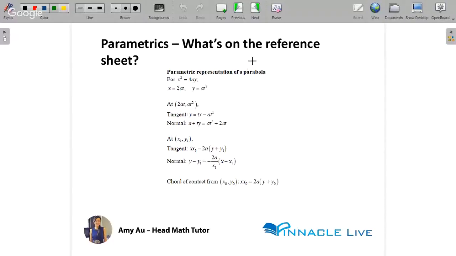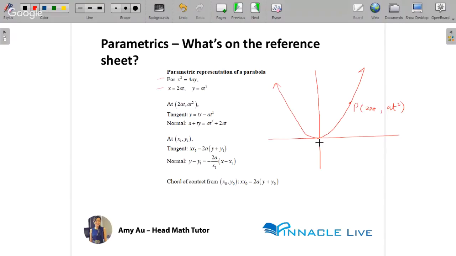So what exactly is on the reference sheet? This is an exact snapshot straight from the reference sheet. You have the Cartesian form and the parametric form, x equals 2at, y equals at squared. Remember what the parametric form is. The parametric form literally tells you the coordinate of this graph for any given parameter value, the t value.